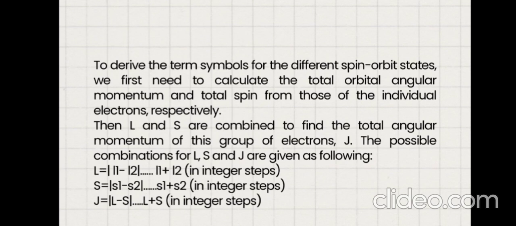To derive the term symbol for the different spin-orbit states, we first need to calculate the total orbital angular momentum and the total spin from those of the individual electrons, respectively. Then L and S are combined to find the total angular momentum of this group of electrons, J. The possible combinations for L, S and J are given as following. L is equal to l1 minus l2 to l1 plus l2. S is equal to s1 minus s2 to s1 plus s2. J is equal to L minus S to L plus S.